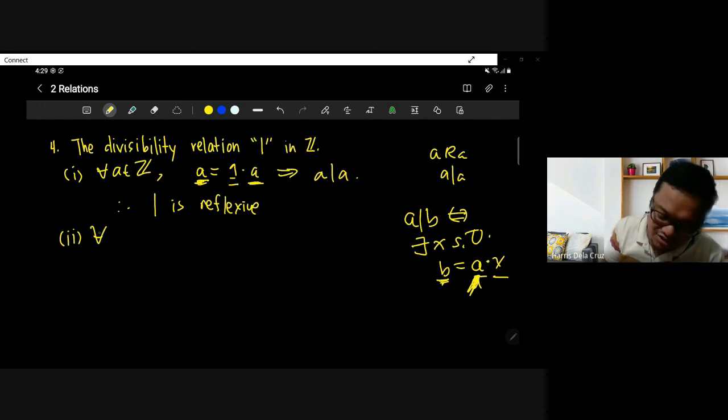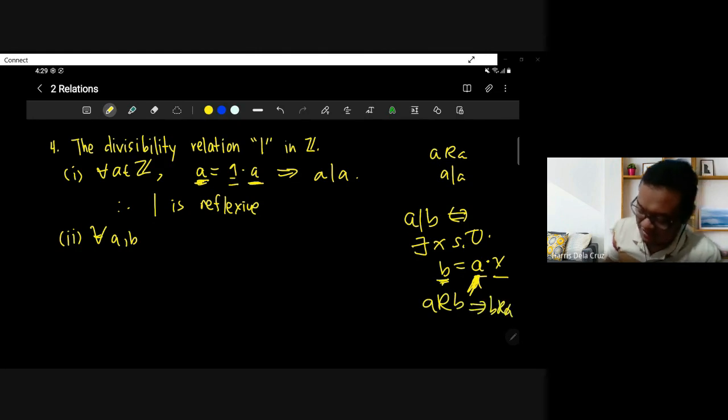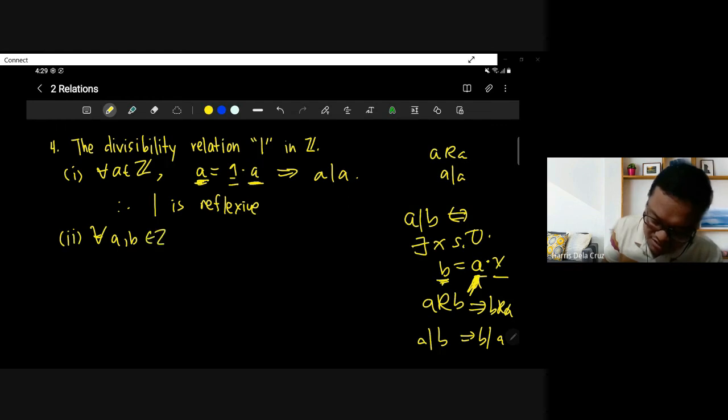Next, we want to show that it is symmetric or not symmetric, whichever the case may be. So for every A, B, ang gusto natin pakita, pag ang ARB, dapat ang BRA. Yan. So pag ang A divides B, dapat ang B divides A. Right? So let's say A divides B.